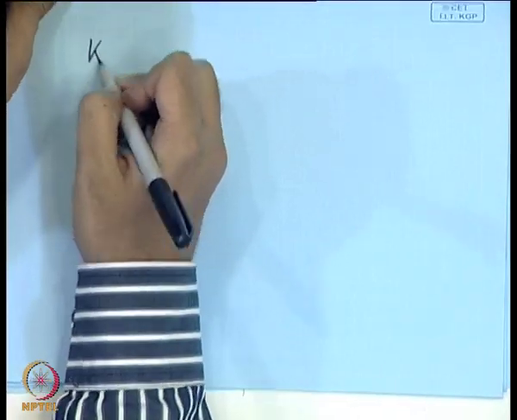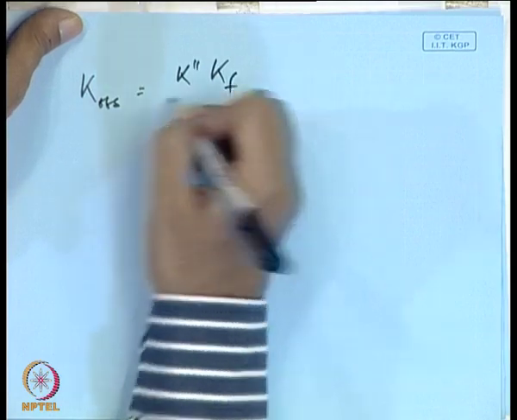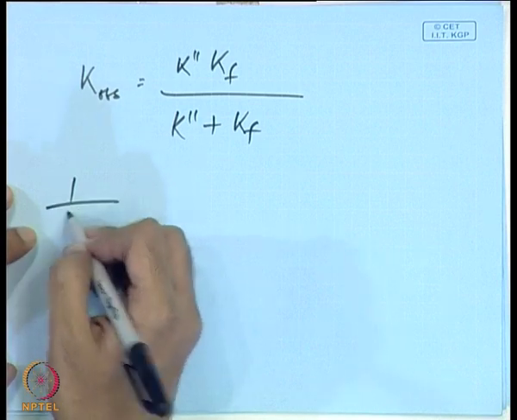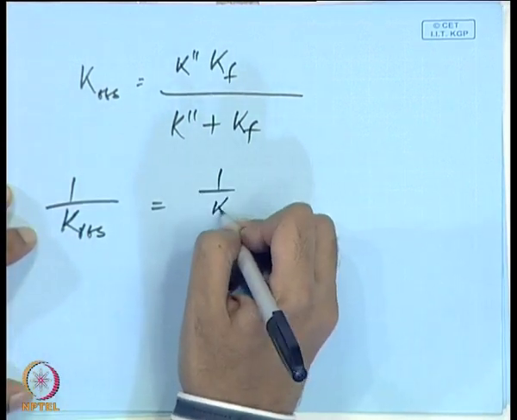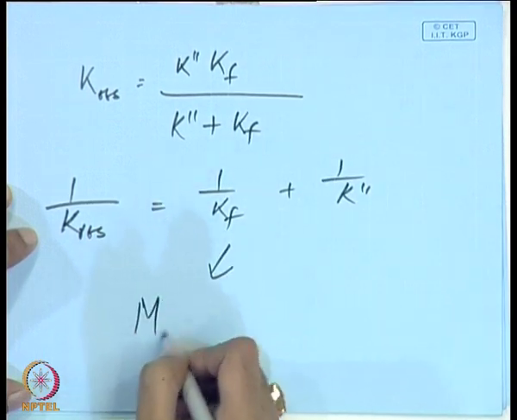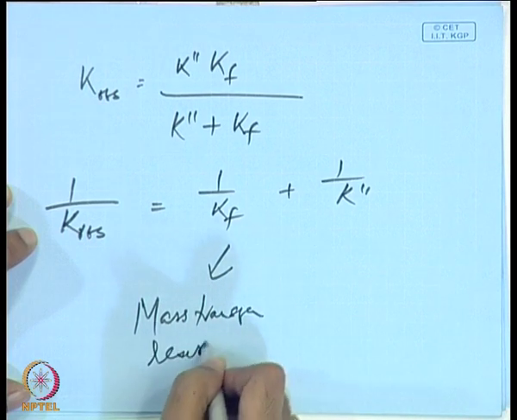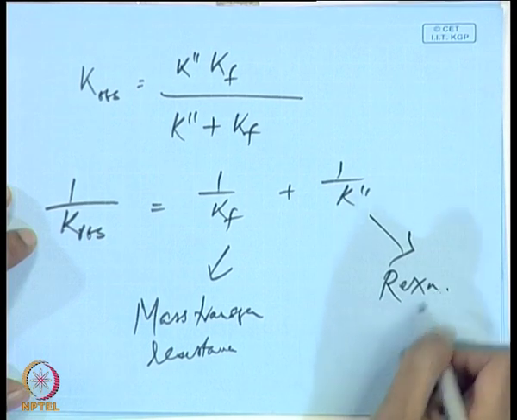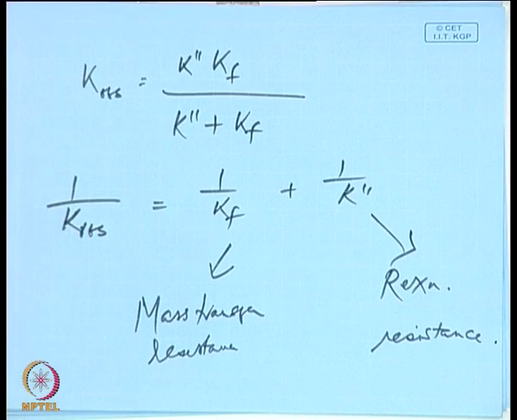So, K observed equals K double prime Kf over K double prime plus Kf, or 1 over K observed equals... is it right?